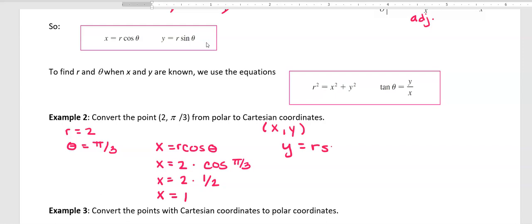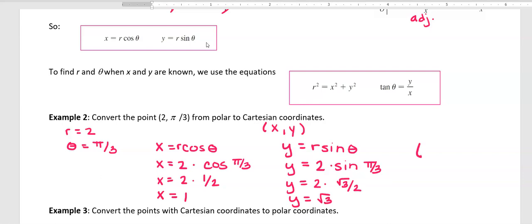Y is equal to r sine of theta. So plugging in what we know, y is equal to 2 times the sine of pi over 3. And again, using the idea of your unit circle, the sine at pi over 3 is root 3 over 2. So y would equal root 3 when we simplify. So the ordered pair would be 1, root 3. And that would be in Cartesian coordinates x, y.